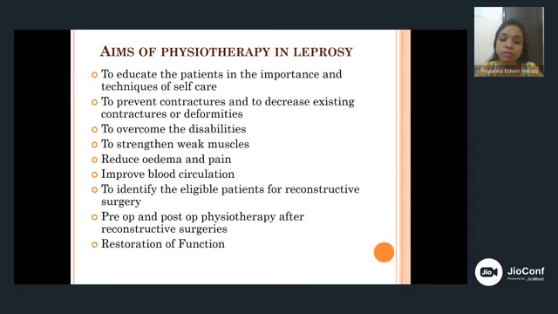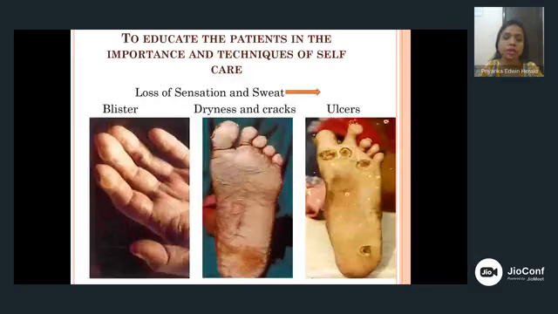And next, to identify the eligible patient for reconstructive surgery. If there is presence of any deformity like claw hand or foot drop or lagophthalmos, these patients are referred for further surgeries. Those surgeries are called reconstructive surgery. So we as physiotherapists select those patients who can benefit from reconstructive surgery. And if there is reconstructive surgery in a patient, we give pre-op and post-op physiotherapy and restoration of function. So these are the main aims of physiotherapy in leprosy.